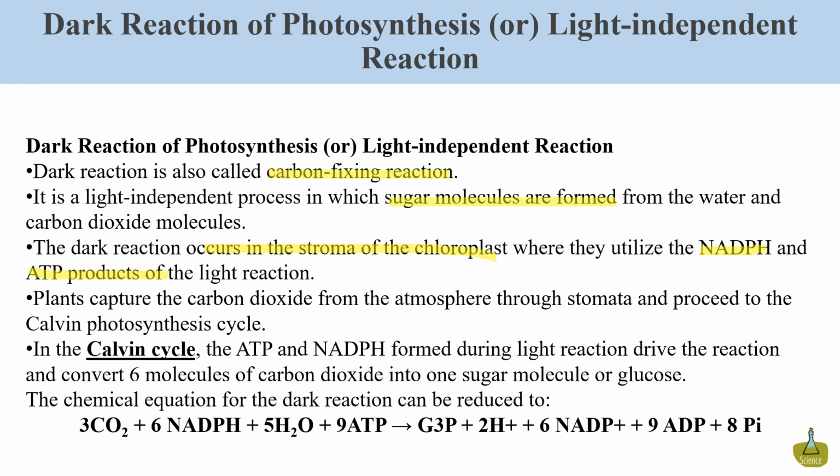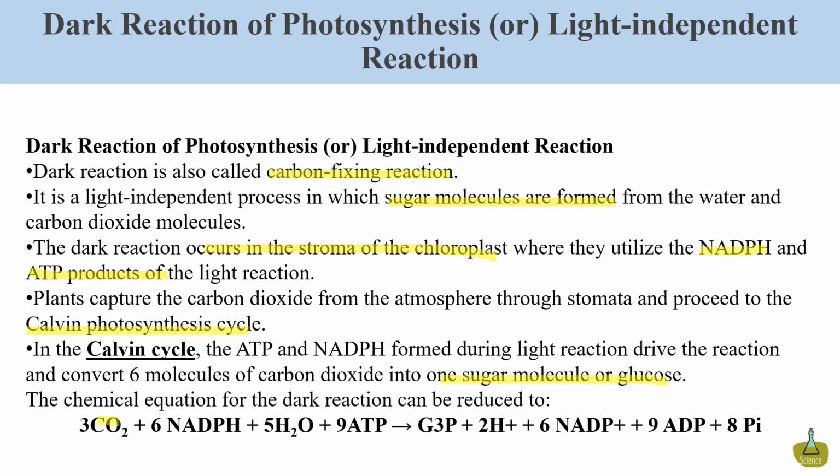Here the plant captures carbon dioxide from the atmosphere through stomata and proceeds to the Calvin cycle, or Calvin photosynthesis cycle. In the Calvin cycle, the ATP and NADPH molecules formed during the light reaction drive the reaction and convert 6 molecules of carbon dioxide into one sugar molecule, or one glucose molecule. So this is the chemical reaction for the dark reaction.